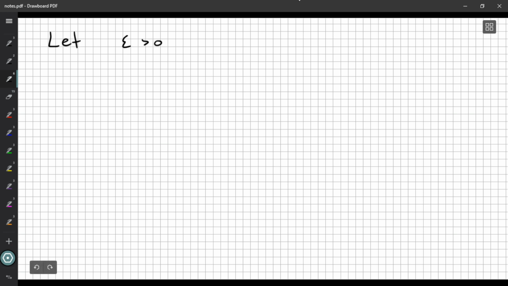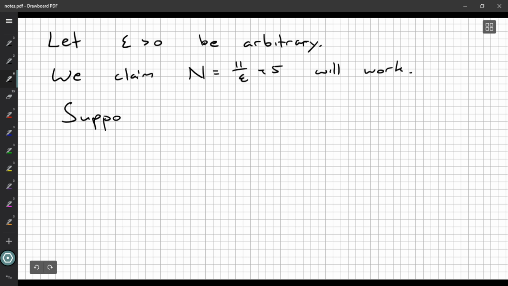So let epsilon be greater than 0, and it's just going to be arbitrary. We're not going to show that this is true for epsilon equals 1 or 1/2 or something like that. We're just going to let epsilon be some real number and show that we can work this out. We claim capital N being 11 over epsilon plus 5 will work. Now we make our assumption. Suppose that we're dealing with an index greater than N. Now we need to do a whole bunch of math and end with our desired statement.